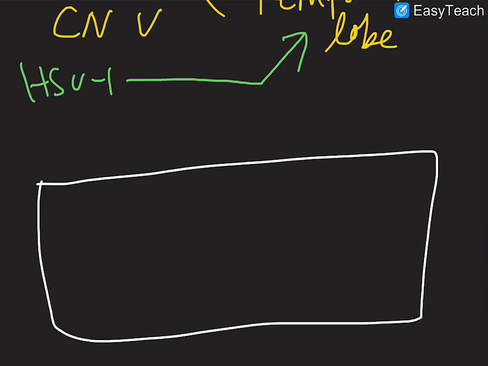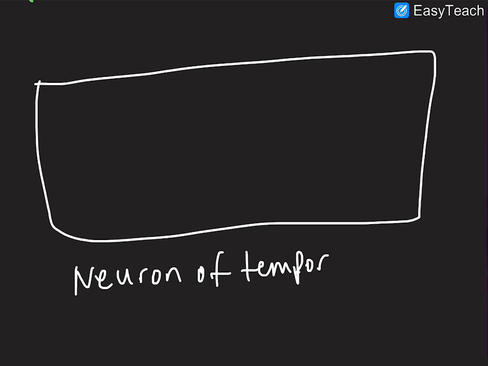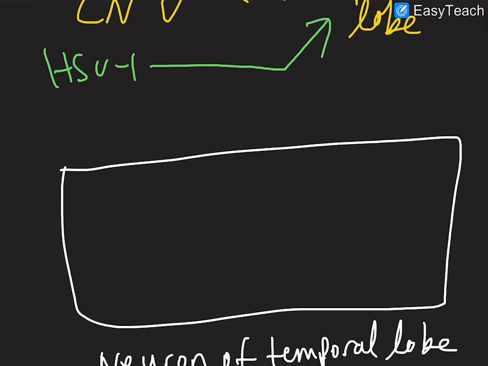Now, once it enters the neurons of the temporal lobe, let's say we represent a neuron of the temporal lobe with a large box like this. We're going to label this: this is a neuron of the temporal lobe. So let's draw the HSV virus like this. This is our HSV virus. It got reactivated, then from the trigeminal nerve, it traveled all the way up to the temporal lobe and entered a neuron of the temporal lobe.